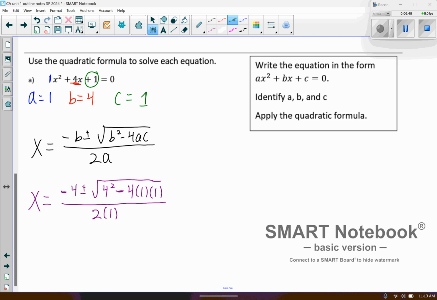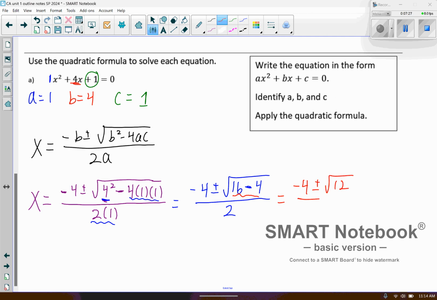All right, so I'm going to go ahead and square the 4 right here, and then multiply those three numbers, and multiply the 2 and the 1 right there. So let's see what we get. We're going to have that negative 4 out front, plus or minus the square root. 4 squared is 16. Then 4 times 1 times 1, so we're going to end up with a minus 4 right here. And then all divided by 2 times 1, which is 2. All right, so then now we can go ahead and do 16 take away 4. So we're going to have negative 4 plus or minus the square root of 12, all divided by 2.